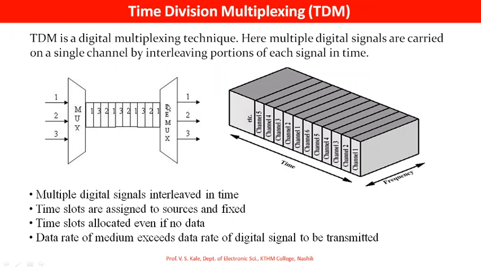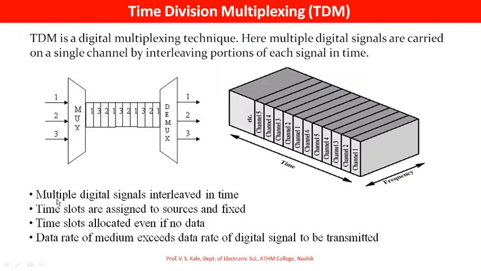At the demux, first time slot data is received, second time slot data is received, third time slot is received. After that again it will receive first, then second, then third. The process is continuous. This is the channel through which the user data is sent only in a fixed time interval.